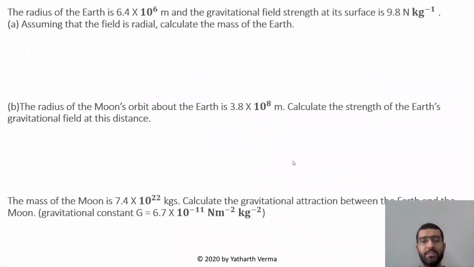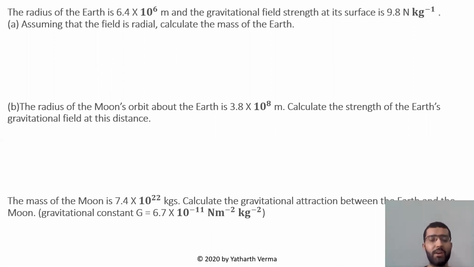Read the first question. The radius of the earth is 6.4 × 10^6 meters. So visualize that the radius of the earth is given, and the gravitational field strength at the surface of the earth is given to us, right? We have to find, assuming the field is radial, the mass. So what we are given is the radius and the gravitational field strength, and we have to find the mass.